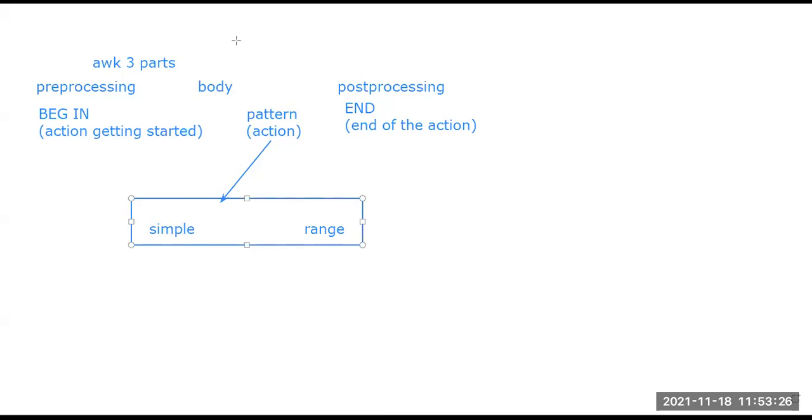What are the four other pattern types? BEGIN, END, then expression, and lastly nothing. So these are the four options available under the simple pattern. Simple: BEGIN, END, expression, and lastly nothing. These are the four parts we can talk about under the simple AWK pattern categories.